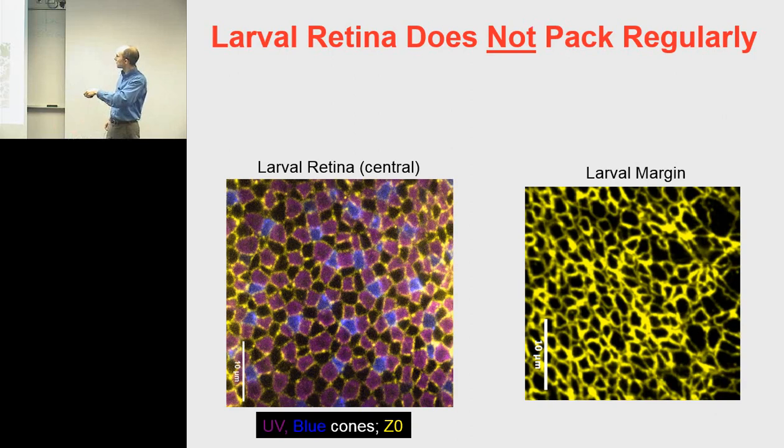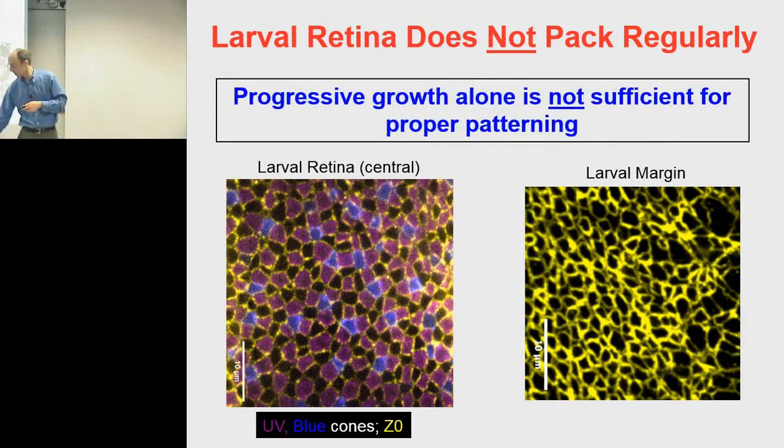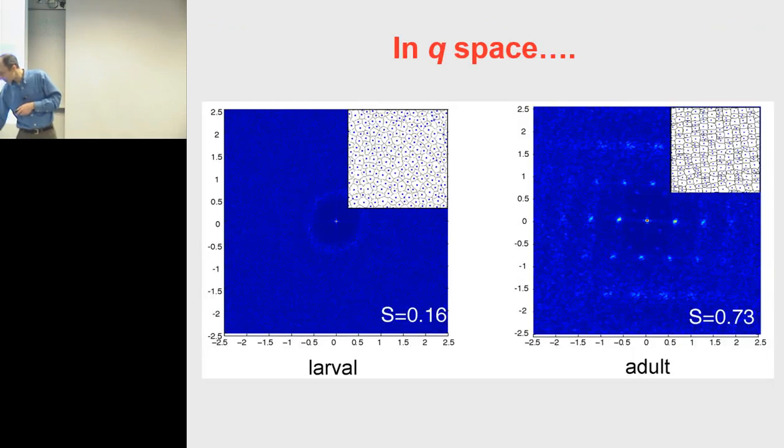And similarly, if you just look at the outlines of the cell packing, you can see a difference between the margin here, which is a bit more of a mess than over here, where the cells are differentiated, but not as pronounced a difference. So what this means is that this progressive growth alone is not enough to make a proper pattern. And you have to ask what is.